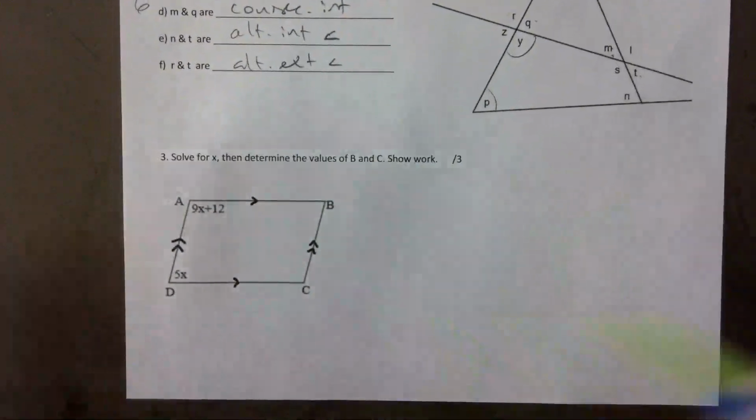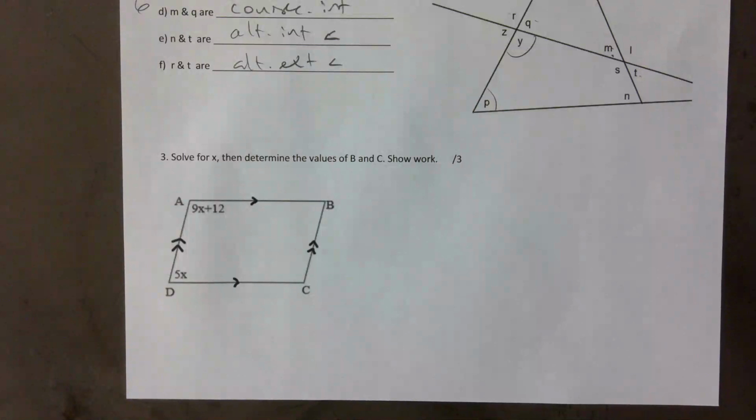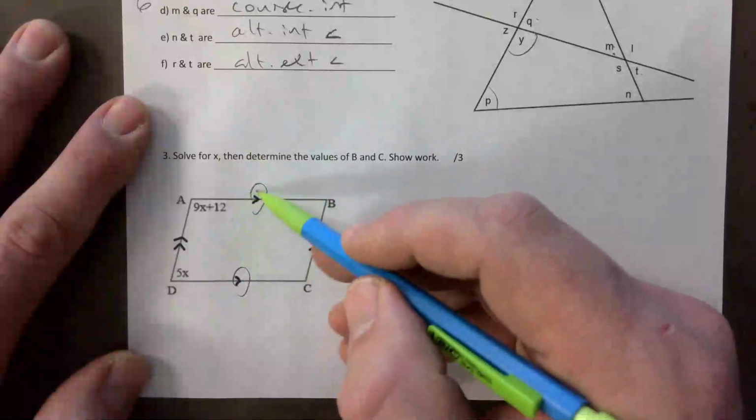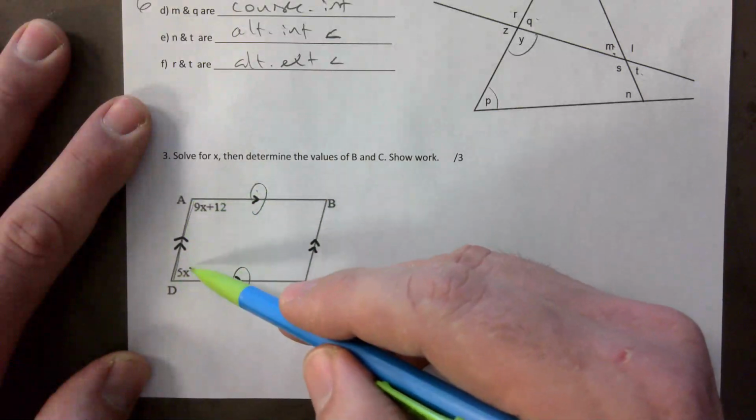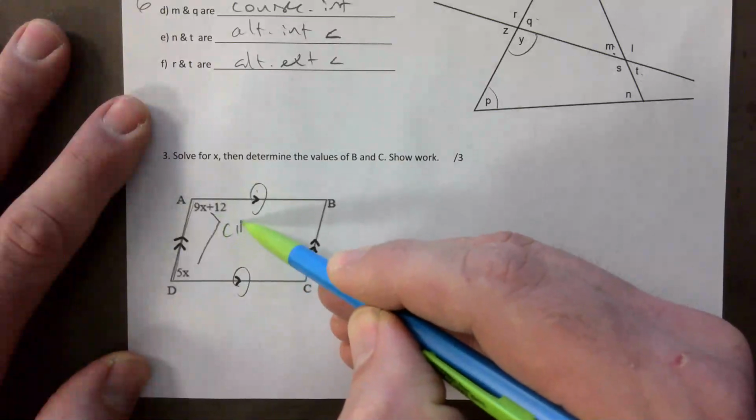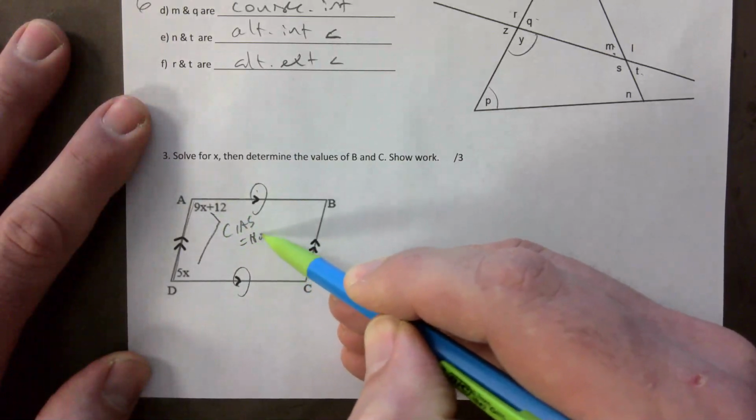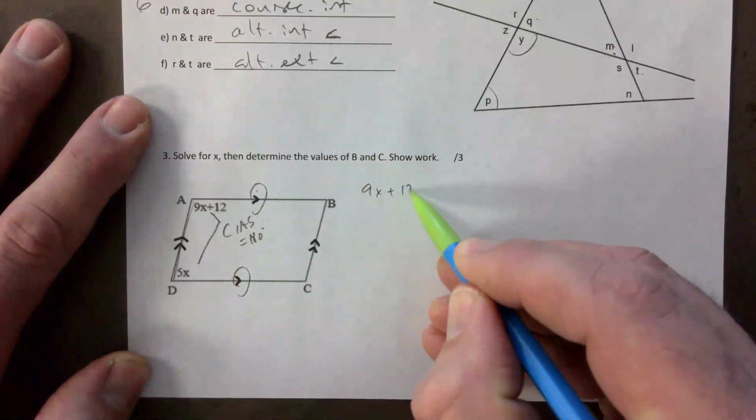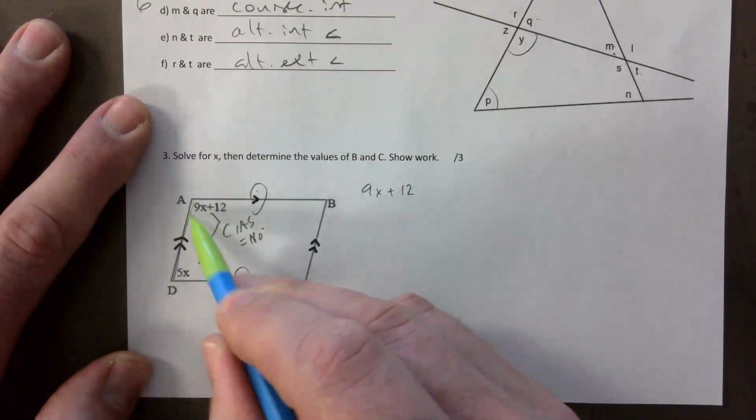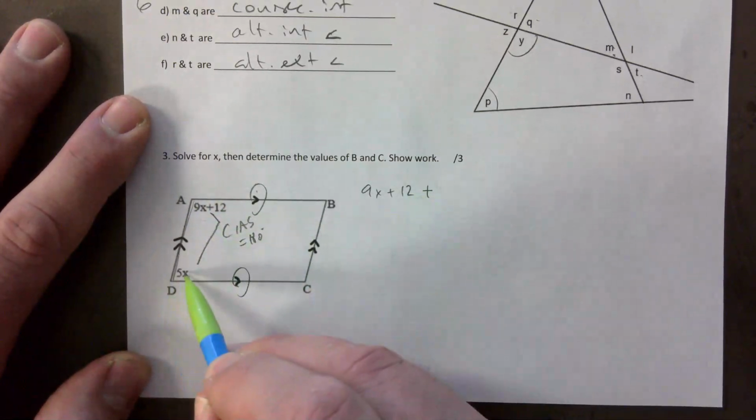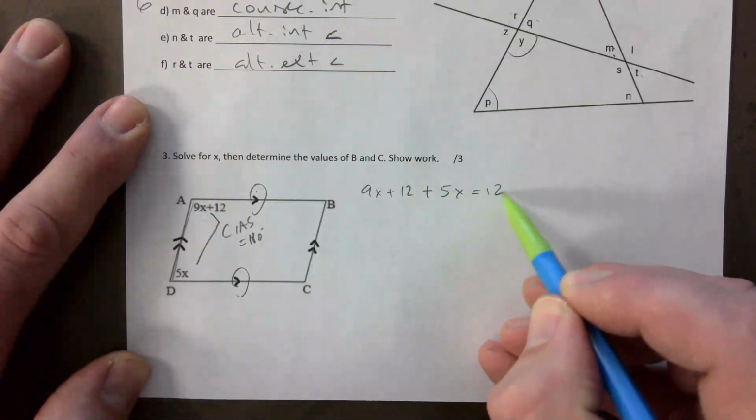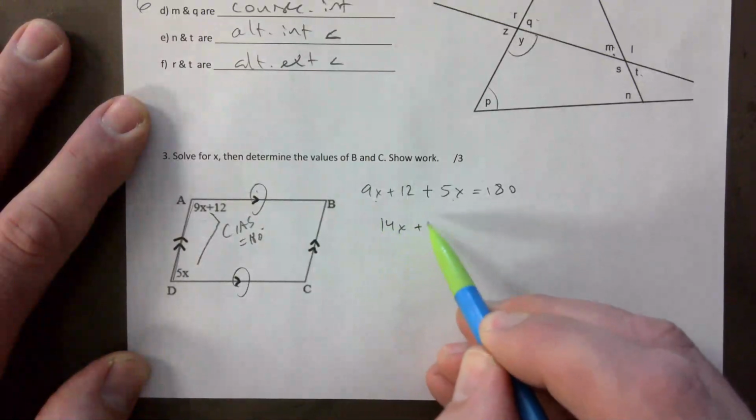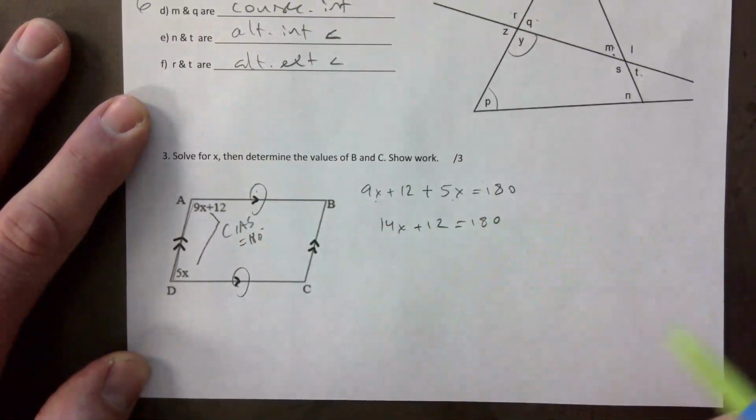All right, here, solve for X, then the values of B, C, and so forth. So first of all, we see parallel. These two are parallel, and they're connected by that transversal. We know that these are CIAs, and we know in this case that they add up to 180 because of them being parallel. So you would add this whole angle plus that angle, and you know that adds up to 180. 9x and 5x is 14x plus 12 is equal to 180.